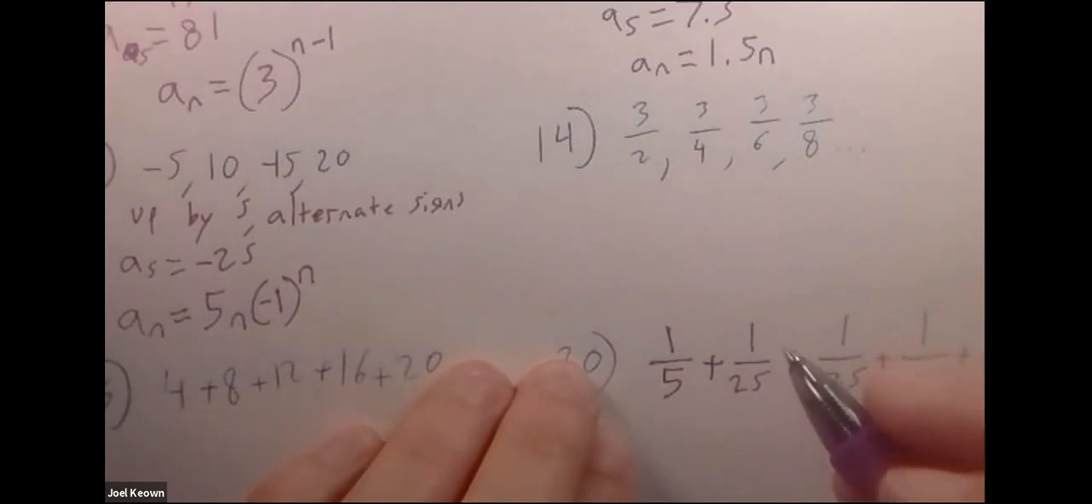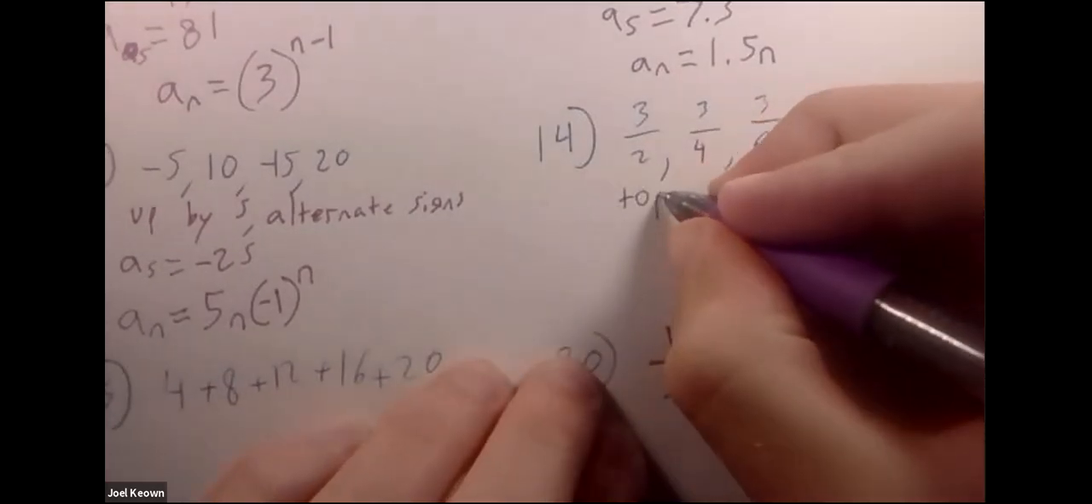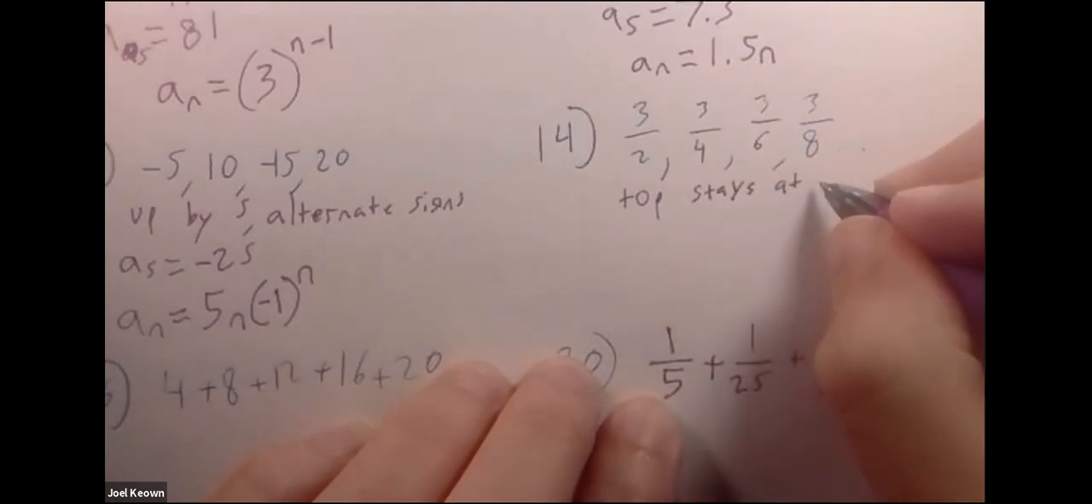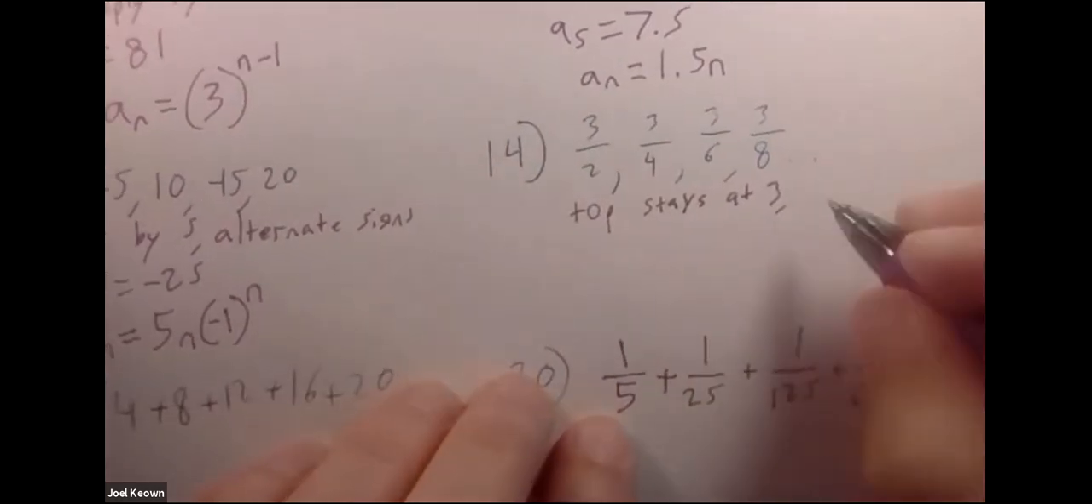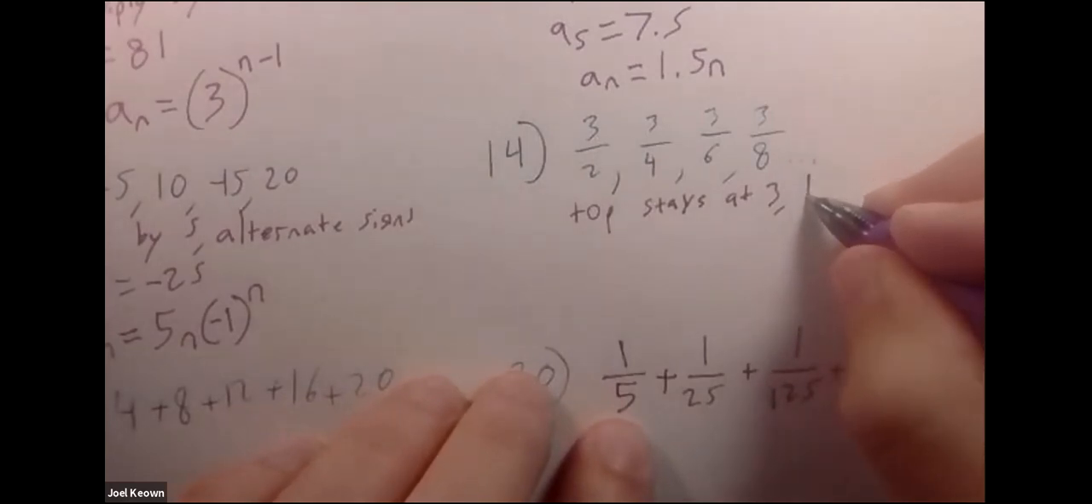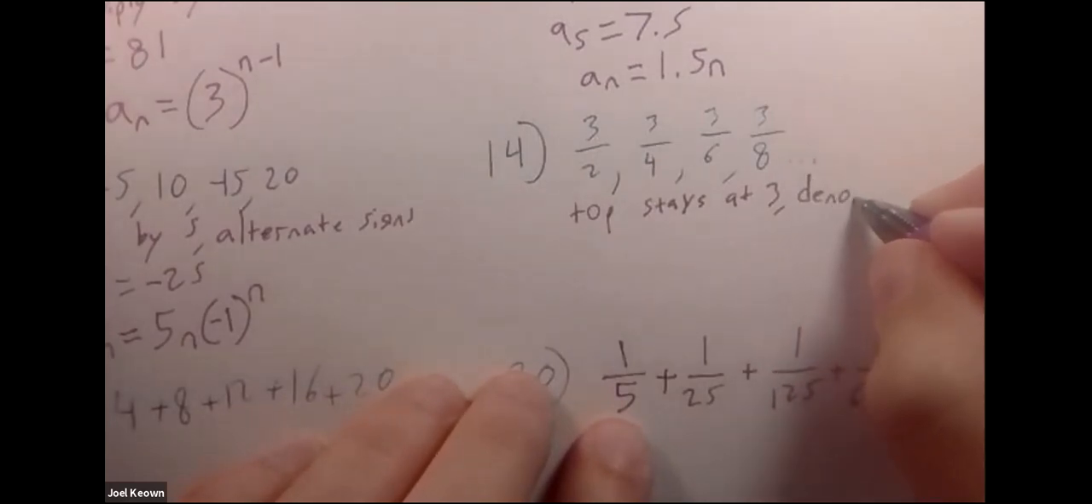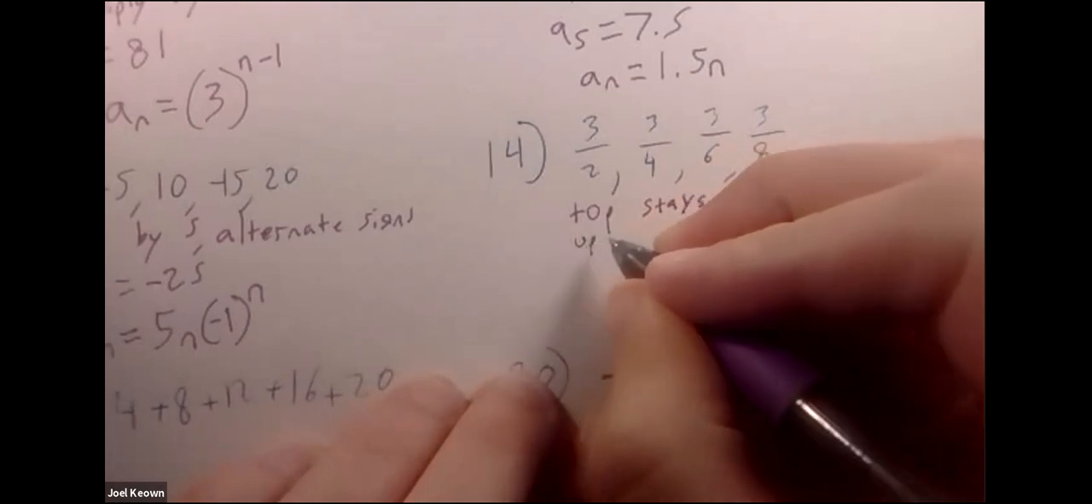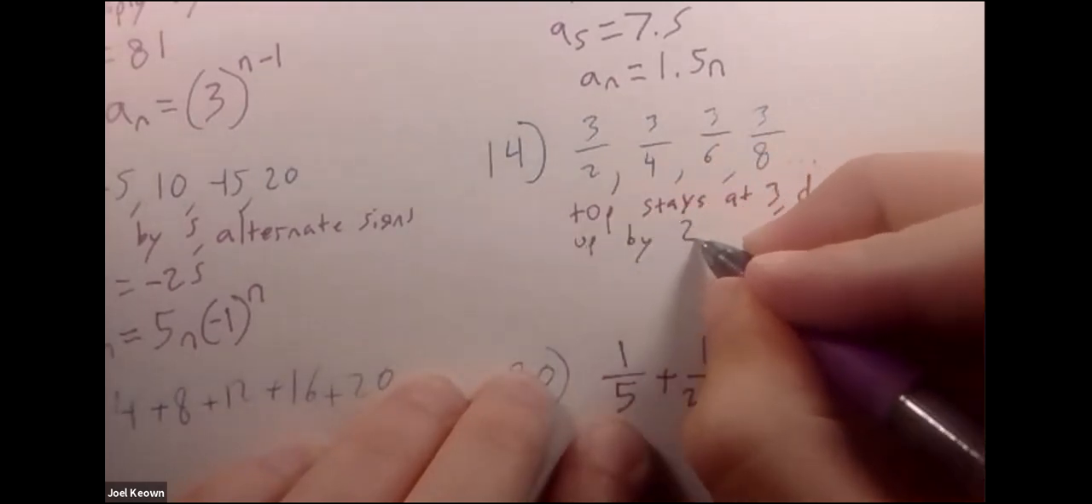The pattern is the top stays at 3. The denominator, or the bottom, goes up by 2.